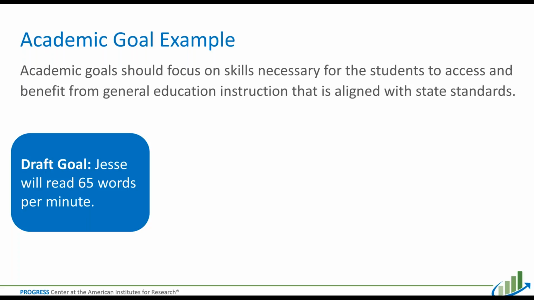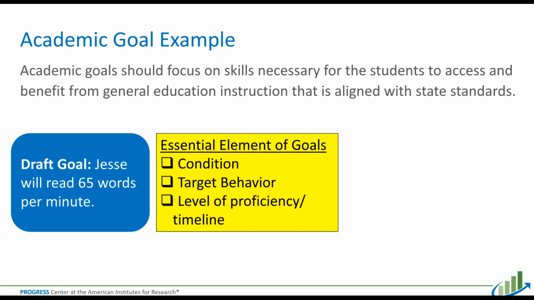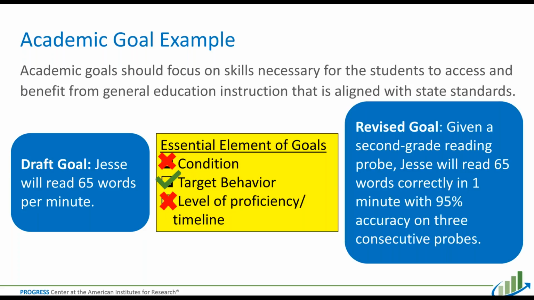So let's look at the following academic goal example. The first draft of this goal reads, Jesse will read 65 words per minute. So let's consider which of the elements this goal includes. The condition is currently missing from this goal. It would describe the context under which the skill is expected to occur. The target behavior is present in the goal, and it is Jesse will read 65 words per minute.